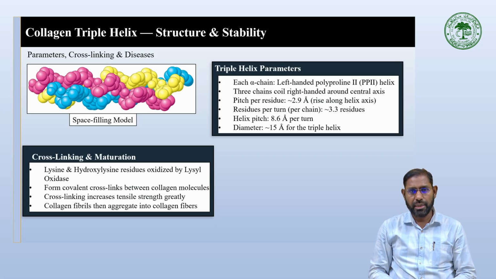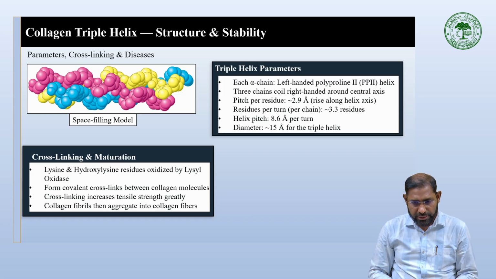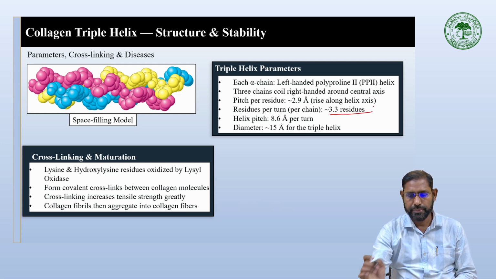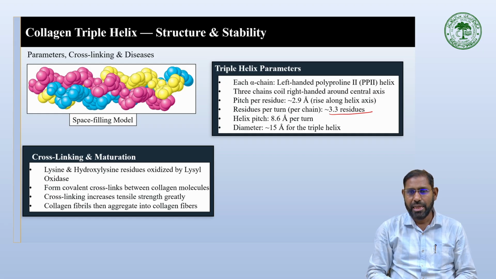Now the structure and stability, cross-linking, and disease, because of collagen disturbing the triple helix. This is a space-filling model that shows the collagen. Triple helix parameters: each alpha chain is a left-handed polyproline II helix, and the three chains coil right-handed around a central axis. The rise per residue is 2.9 angstrom along the helix axis, with almost 3.3 residues per turn. The helix pitch is 8.6 angstrom, and the diameter of the triple helix is 15 angstrom.